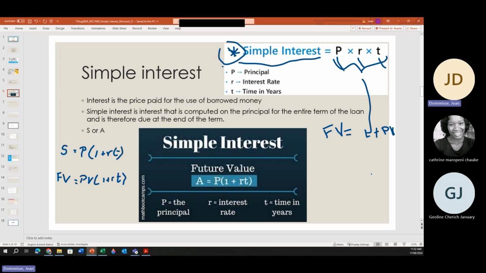They might not always give you all the information to work it out in this way. So sometimes they can tell you the simple interest that you earned is 600 Rand. The principal that you put away was 6,000. What is your future value? So they might give some questions like that as well.